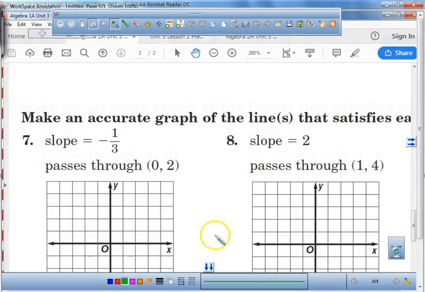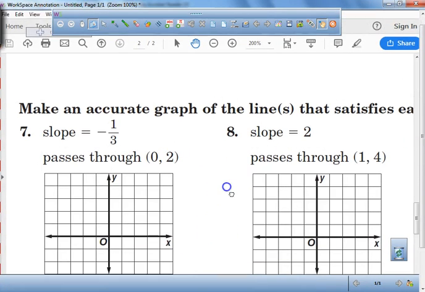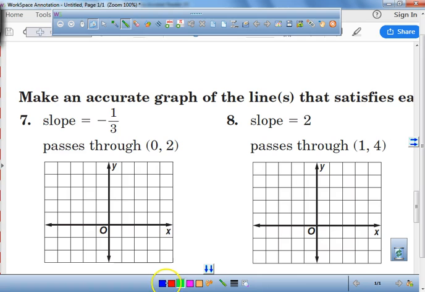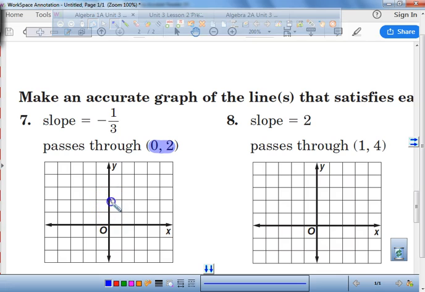The very first thing I'd like us to do is I'd like you to plot the point right here. Plot the point 0, 2. So we're going to plot the point 0, 2 right there. That is the point 0, 2. That is your x coordinate. That is your y coordinate.